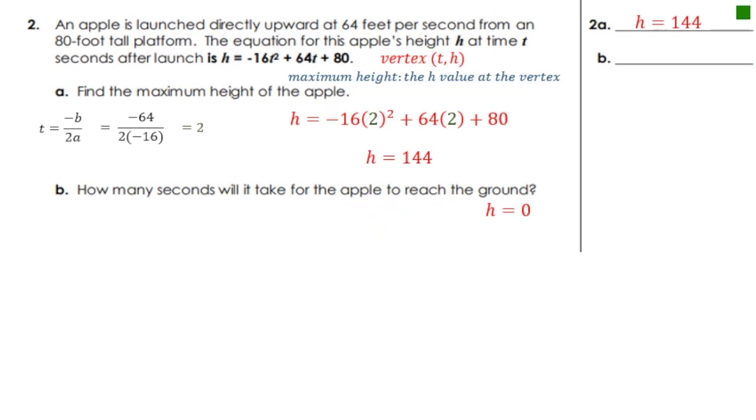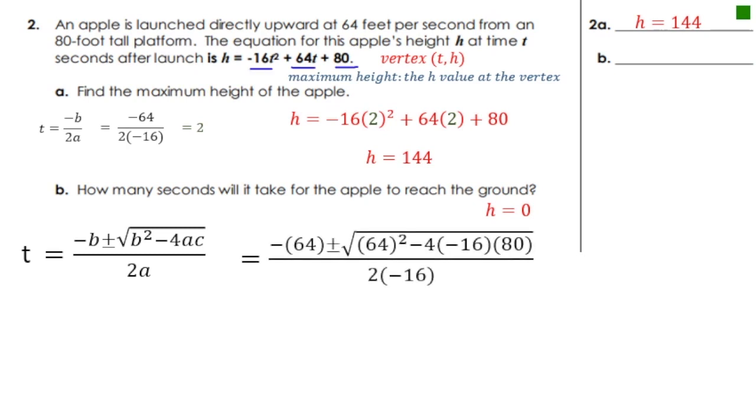Okay, and so we can use the quadratic formula. So here's how you would do this. Here's the quadratic formula, in case you haven't memorized it yet. And now we're going to plug in a, b, and c. Pause the video if you need to copy this down. Okay, there's my b. So negative 64 plus or minus the square root of 64 squared minus 4 times negative 16 times 80.